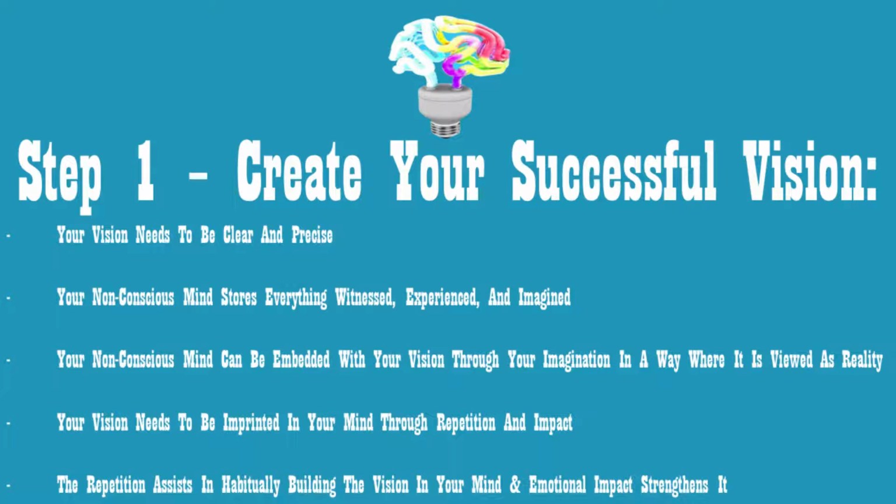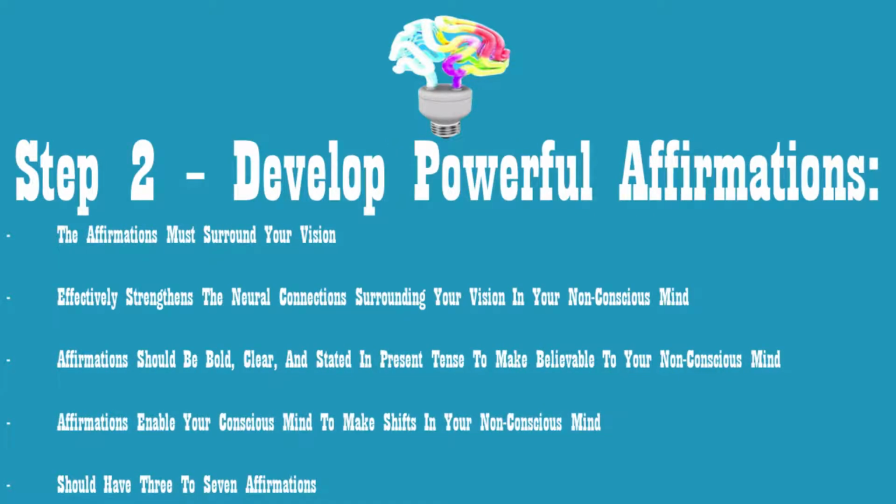it becomes reality. The second step of the process is to create powerful affirmations, and these affirmations must surround your vision. And what you're effectively doing with your affirmations is repetitively strengthening the connections in your non-conscious mind surrounding that vision. So when writing your affirmations, the key is for them to be bold, clear, positive, and stated in the present tense. When you repeatedly say your affirmations, your non-conscious mind takes it as the truth and believes that this is the case in the present moment.